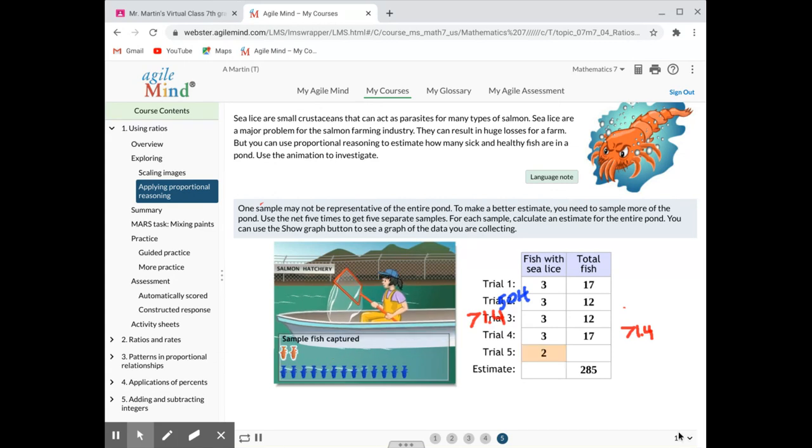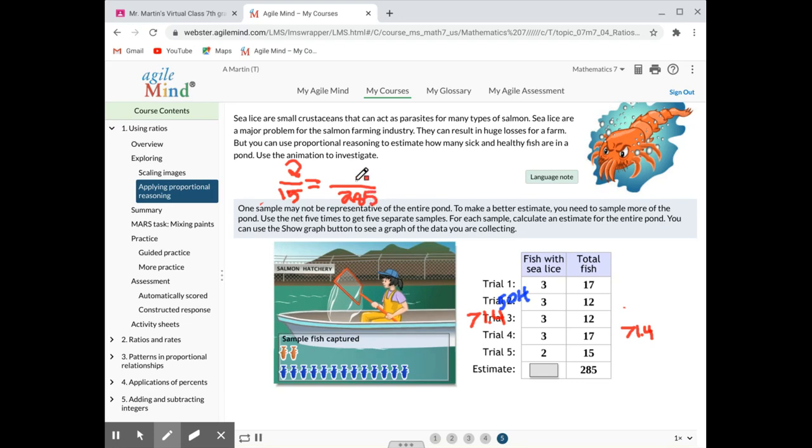Oh, yeah, we got something different this time. All right, so what did we get for the amount of sick fish? 2. 2, good. And how many did they catch in all that time? 15. Good. So what can we do to set it up this time? We would do 2 over 15, and then the next fraction denominator will be 285 with the x, because we don't know what the scale factor will be.